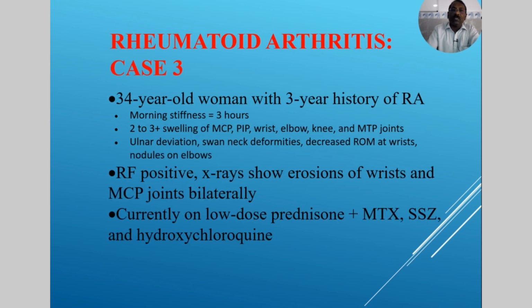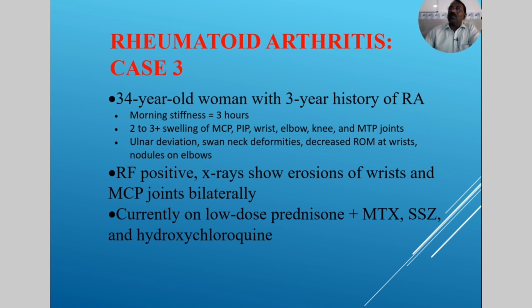Another case, a 34-year-old woman. All three are 34 years. One with 5 years, another is 1 year, now this one is with 3 years history. Morning stiffness, 3 hours. So all the joints are involved here, metacarpophalangeal, proximal, wrist, etc. There is ulnar deviation, swan neck deformity, decreased rotation movements of the wrists, nodules on the elbows. Is it aggressive or mild? Very aggressive disease, very aggressive.